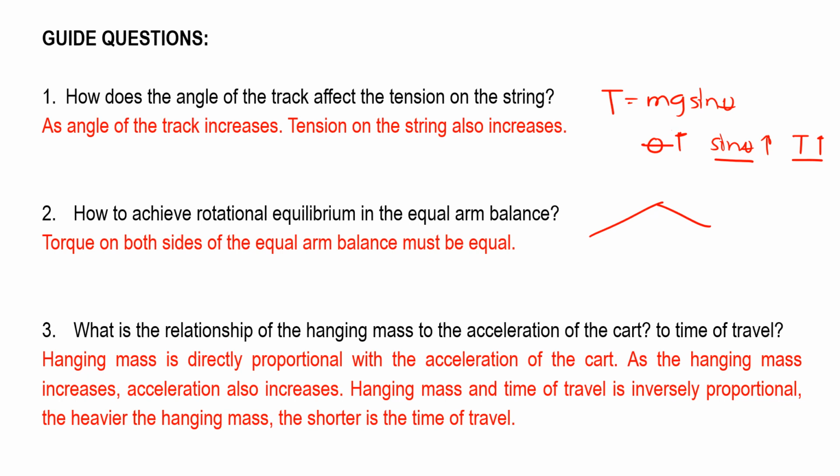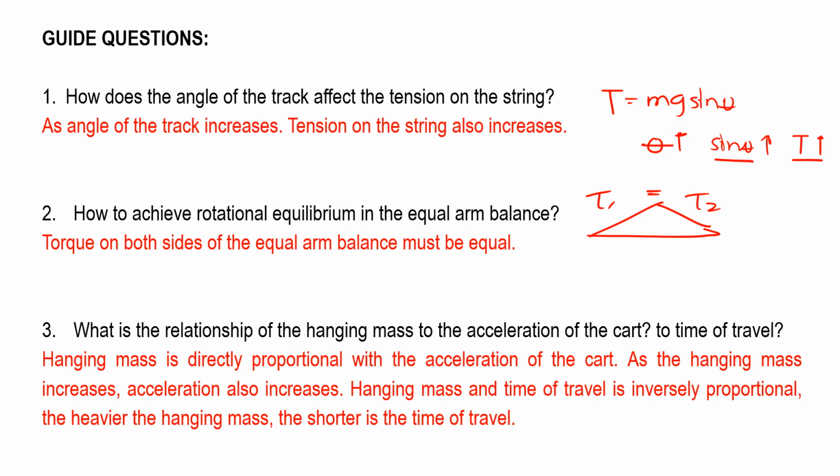How to achieve rotational equilibrium in the equal arm balance? So the setup number 2, in which we use the equal arm balance. So this is about rotational equilibrium. And then we computed for torque 1 and torque 2. So for us to achieve the rotational equilibrium, torque 1 must be equal to torque 2. So torque on both sides of the equal arm balance must be equal.